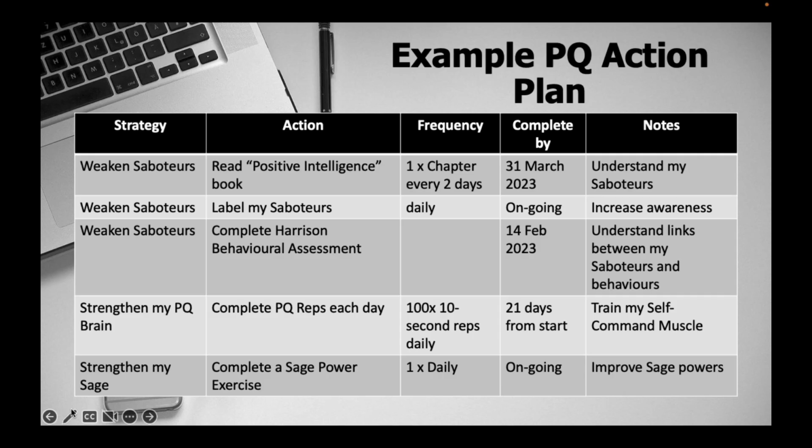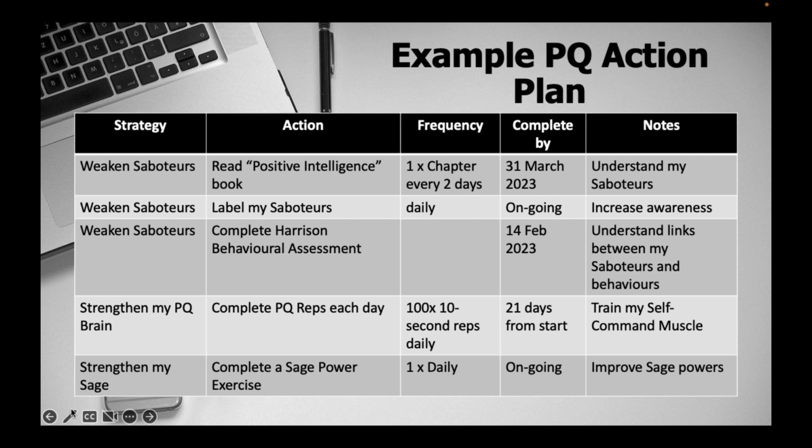So here's an example action plan. So your strategy could be weaken saboteurs. You should read the book, label my saboteurs, and then complete a behavioral assessment, right? So sometimes I use Harrison Behavioral Assessments, but you might use DISC or Myers-Briggs or REACH ecosystem. There's a whole heap of different ones we can use. And then start to think about what are the links between my behaviors identified in these behavioral assessments and what saboteurs are sitting behind some of those behaviors, right? So start to look at the links and then, I guess, learn more about those saboteurs, all right? So part of that is understanding more about your saboteurs.